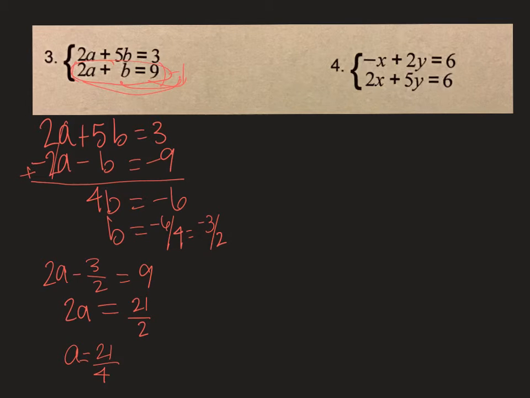Now, when you don't have x and y, you tend to just put the ordered pair in alphabetical order. So a is going to go first, b is going to go second.